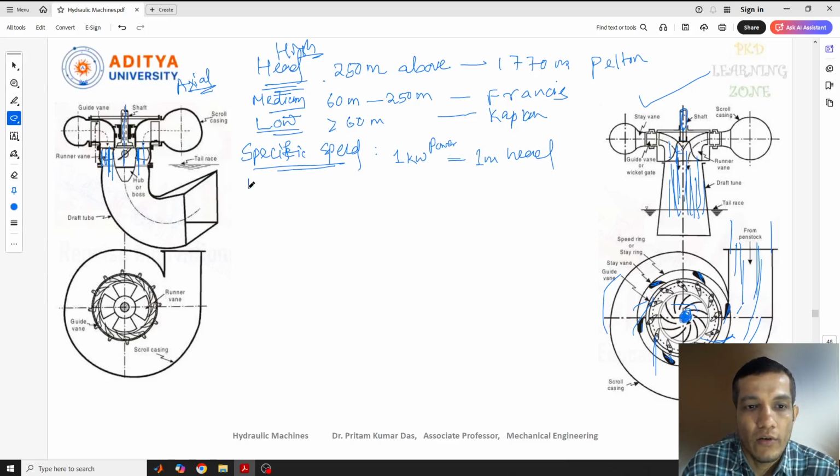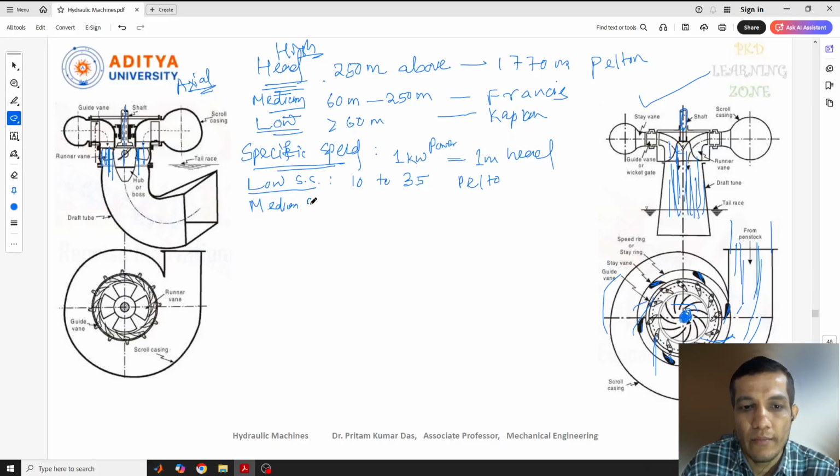So here also the first one is low. Low specific speed is when the specific speed range is 10 to 35. What is the example of this? That is the Pelton turbine.